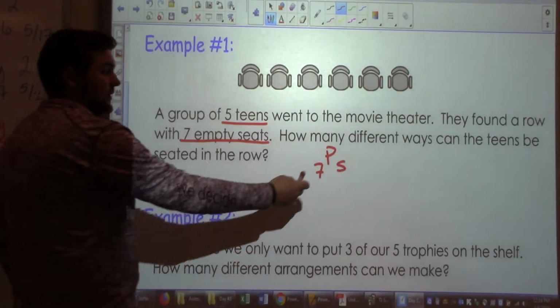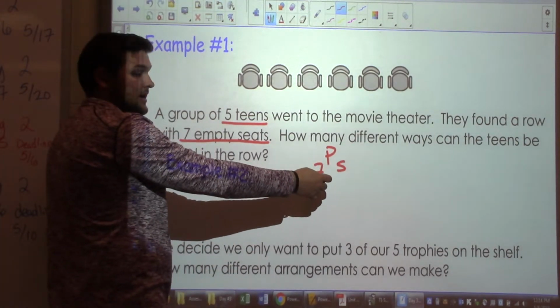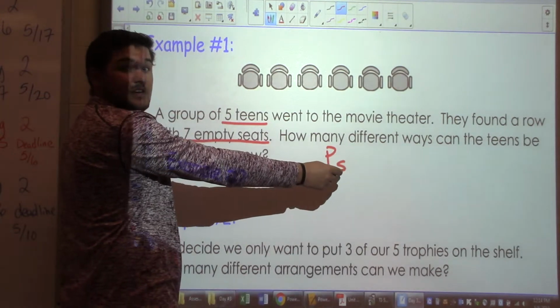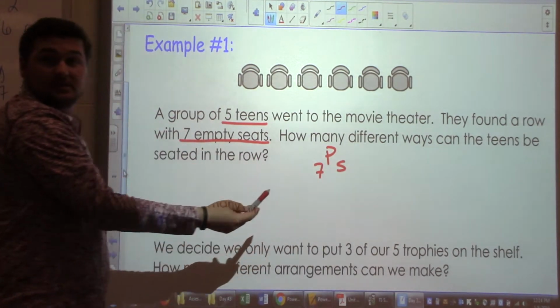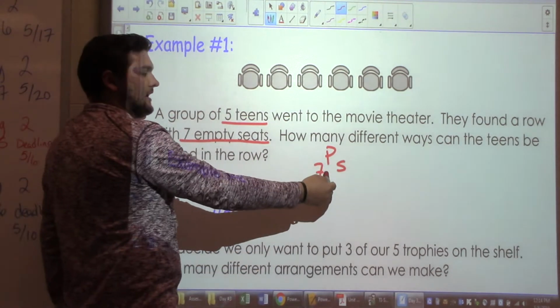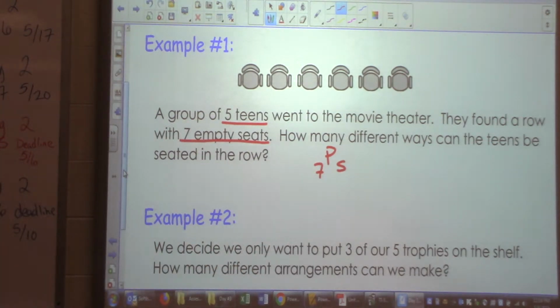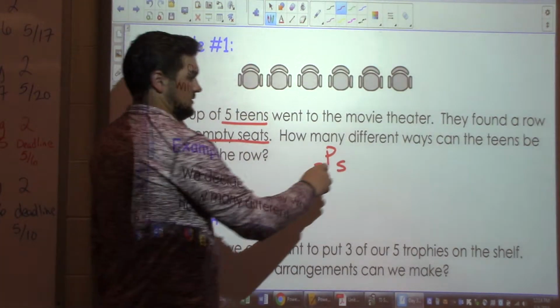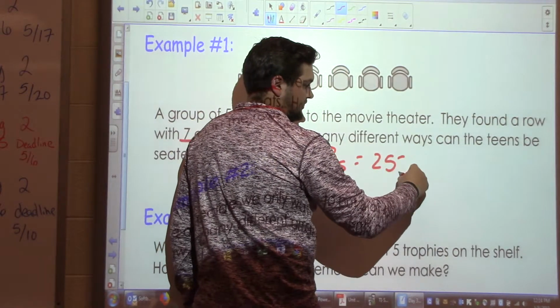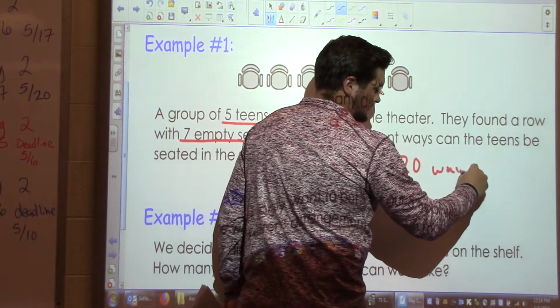So the bigger one, right, there's 7 seats and we're choosing 5 of them because there's 5 people sitting in them. Does that make sense? So the one on the left is how many you have and the one on the right is how many you're choosing. So 7P5 is going to give us what? How many different ways can they sit in those seats? 2,520 ways.